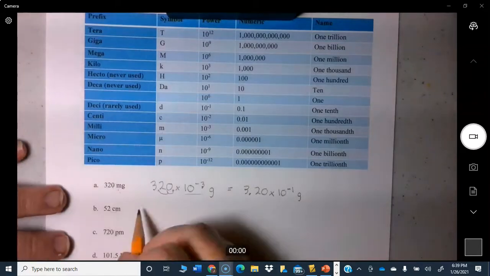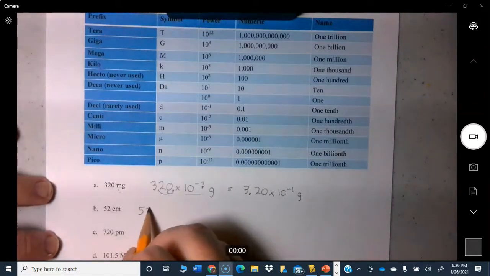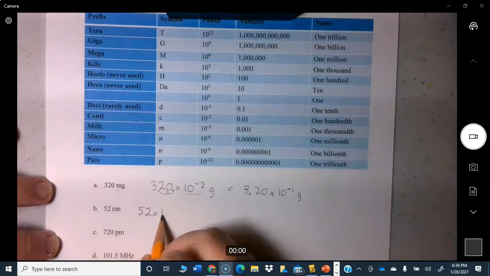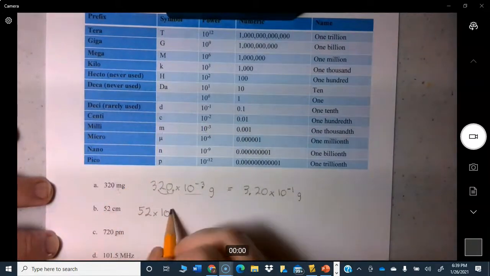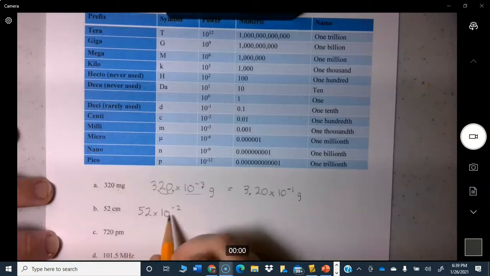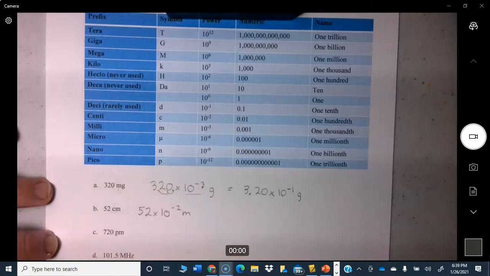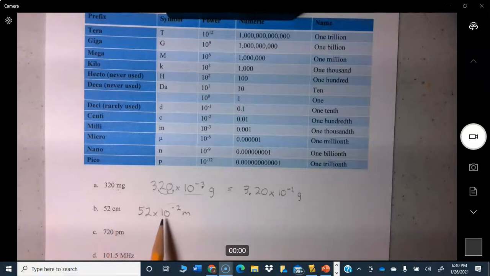52 centimeters. So it's going to be 52 times 10 to the what? Here's centi. It's 10 to the minus 2. So it's to the minus 2. And then it's meters. It's that many meters. That's what centi means, is this part. So once you put this, you drop the C. You don't put the C in anymore.